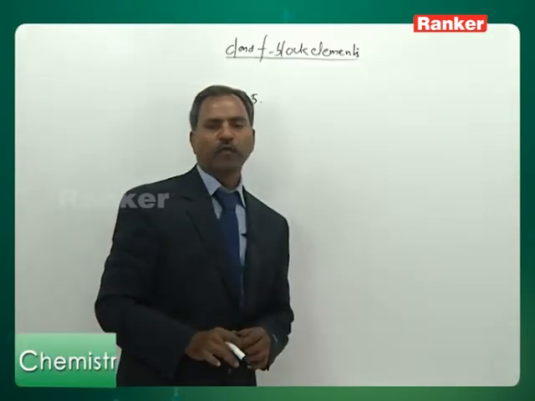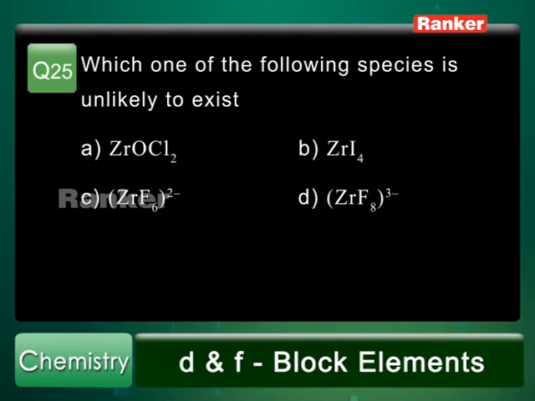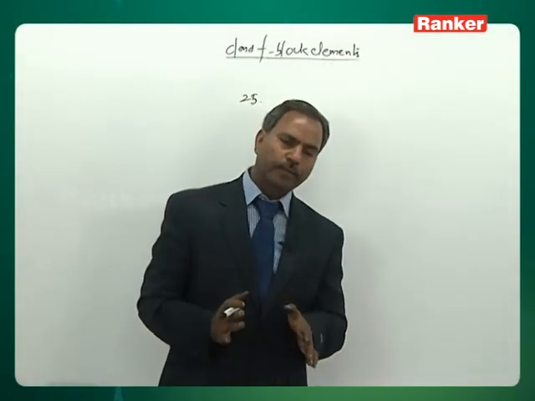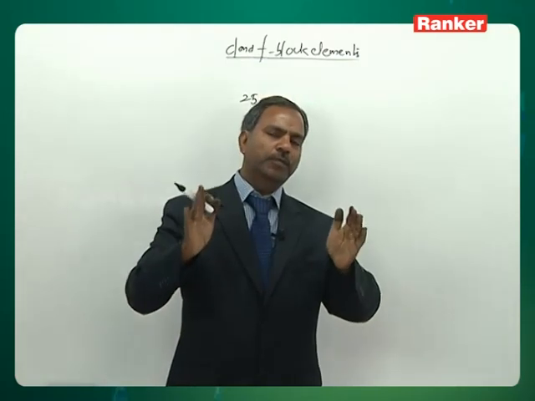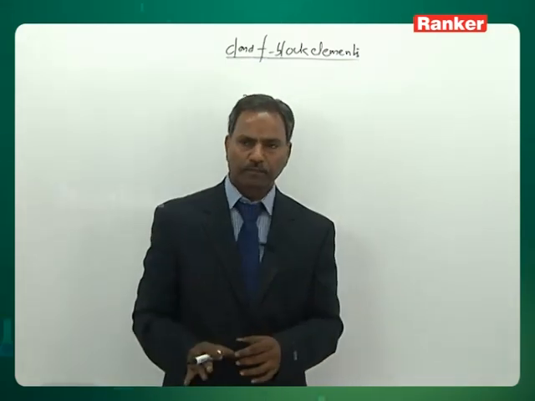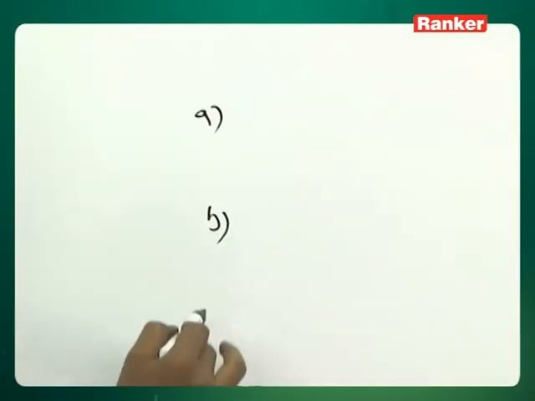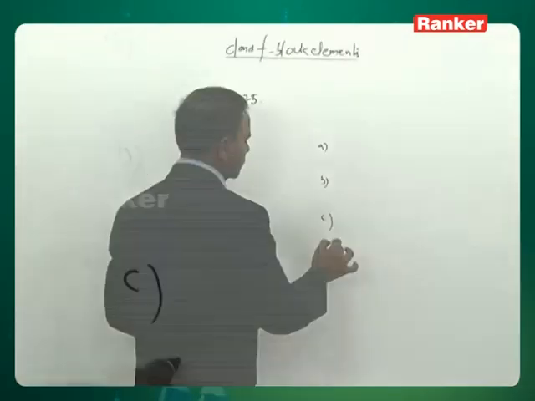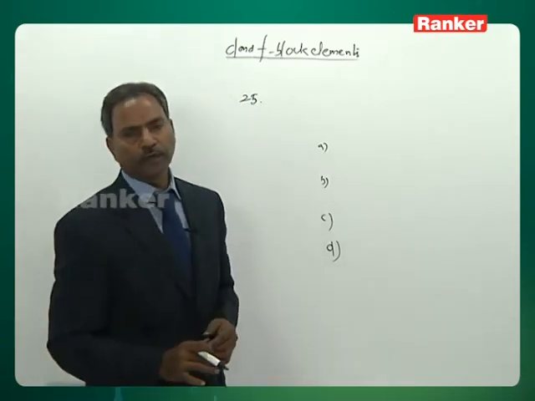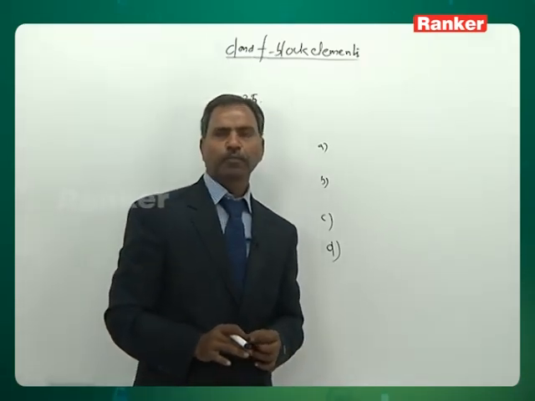Coming to question number 25, which of the following species is unlikely to exist? It's again one more interesting question. Before this, we have solved this type of question, two questions on vanadium. Zirconium is given here. What is the maximum possible oxidation number for zirconium? The maximum oxidation number of zirconium is +4, and it should not exceed +4.